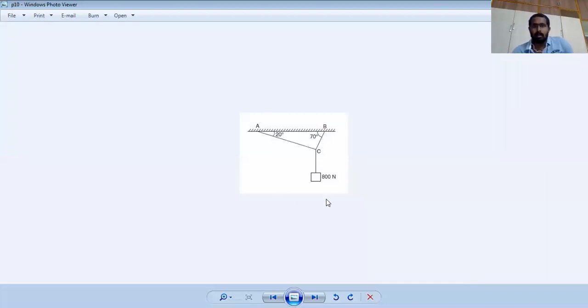Okay, this is the problem. A weight of 800 newtons is supported by two chains. Then determine the tension in each chain. Am I correct?